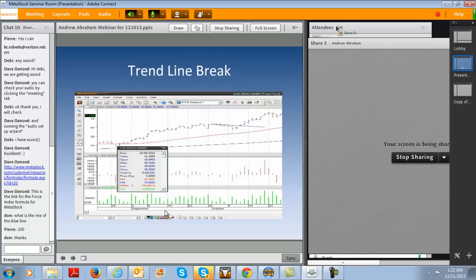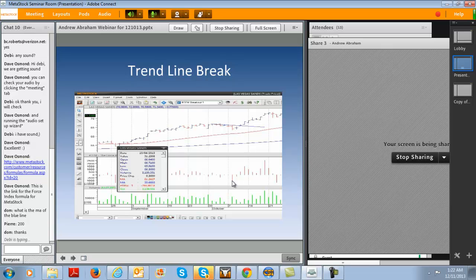Trend break. We were talking about these. It's as simple as connecting highs and lows. You want to go from the highest high to the low. Another interesting thing, you notice you had the force index also showing here, giving you another confirming signal.